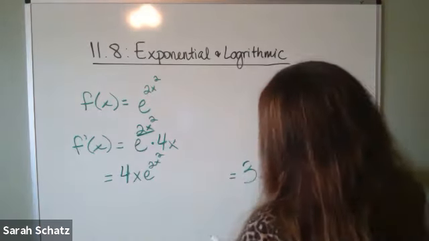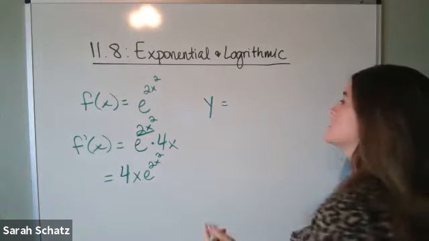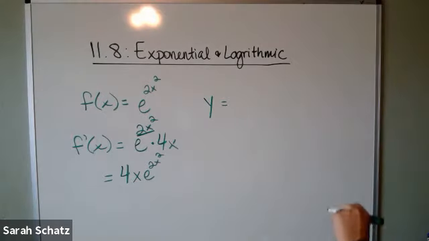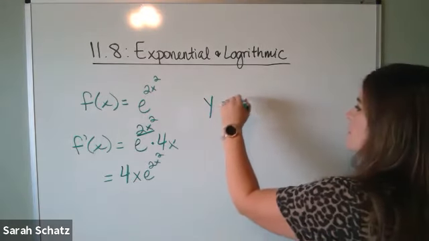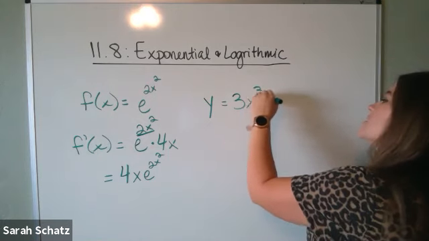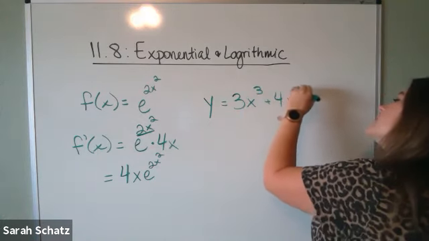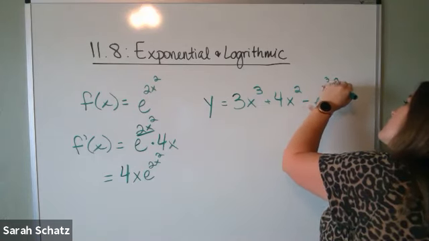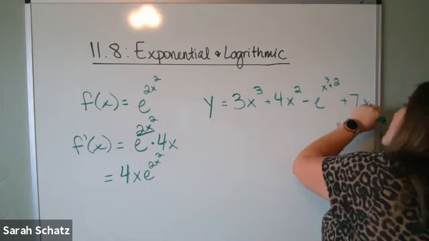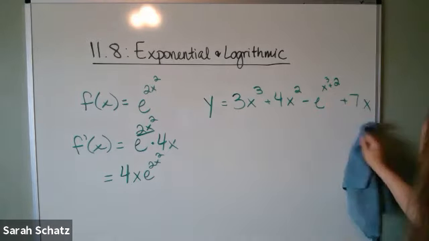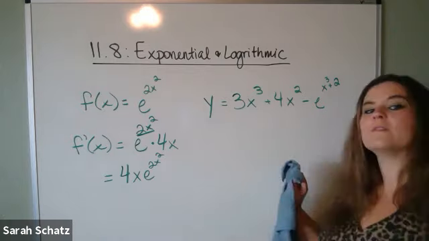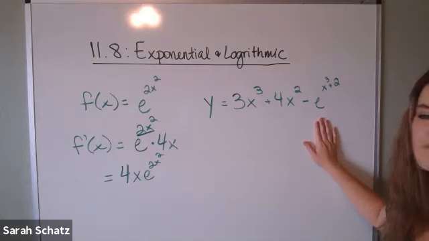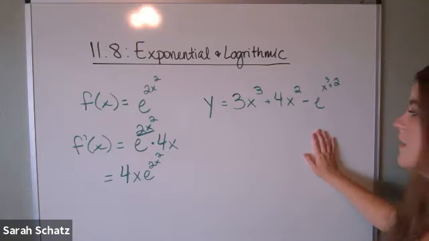What about this one? So let's mix and match. Let's look at a function that has a lot of different things going on. Let's say I've got y equals 3x cubed plus 4x squared minus e to the x cubed plus 2 plus 7x. Is that too far? Let's take off the plus 7x because my head's just going to cover it. So let's just leave it here at the plus e to the x cubed plus 2.